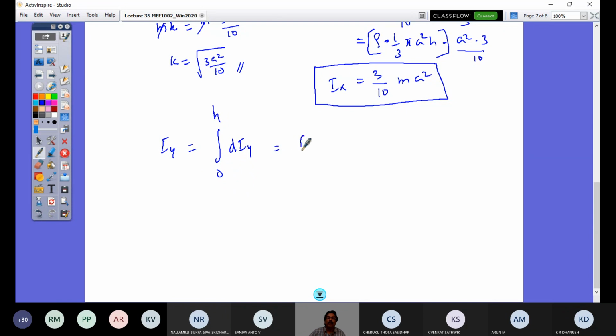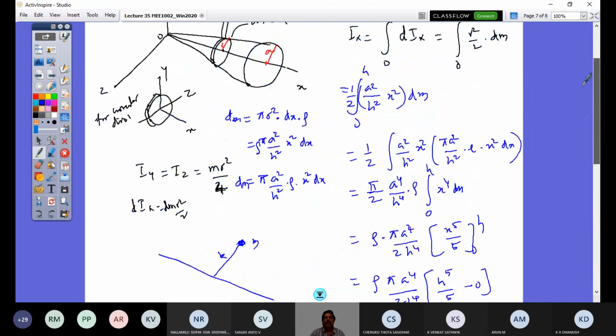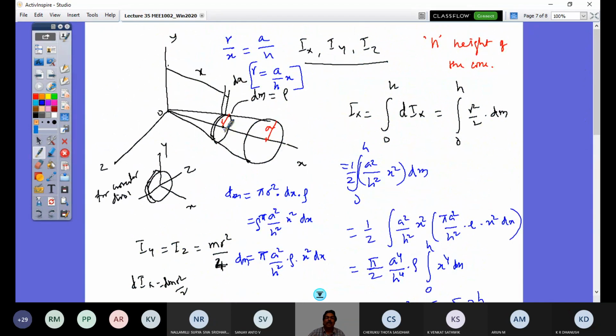So this would be the integral from 0 to h, and here I have its own axis, plus the parallel axis theorem I have to apply. So what is that? It is dIy' plus x squared into dm, where x is the distance between the two axes. So you look at here, about the y-axis and this axis, I have here an axis and this. So this distance is what is x. So x squared into dm plus about its own.